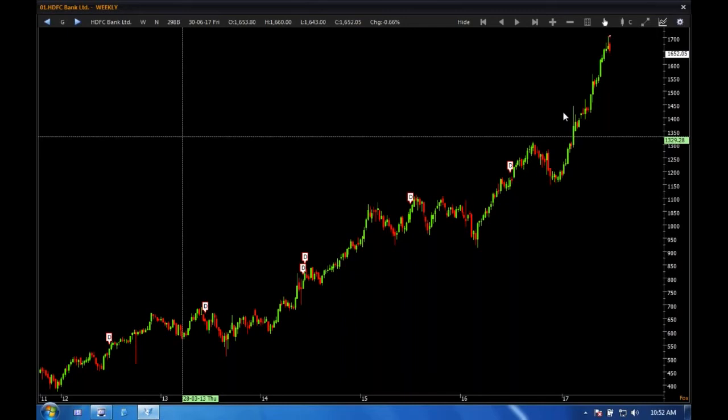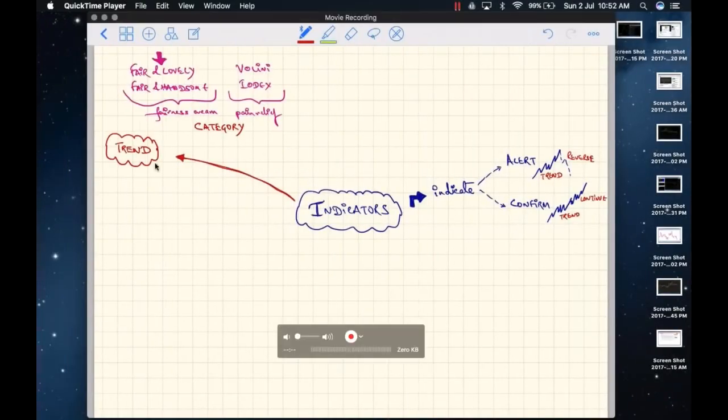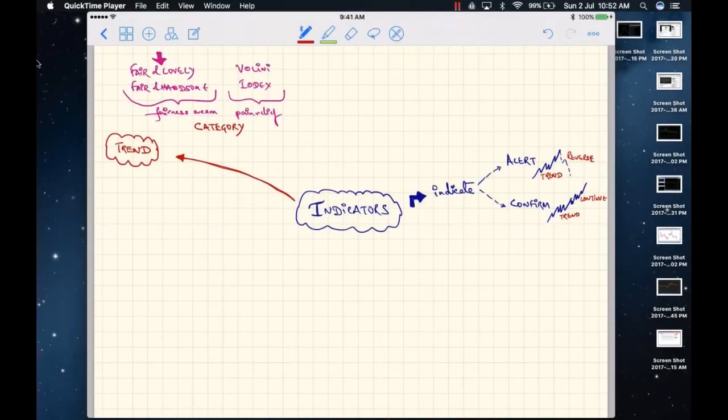Till then, we should always try to capture stocks. We should always try to go for charts which are well established on the upside for longs and well established on the downside for shorts. So trend is a very, very important factor. The first category, trend.